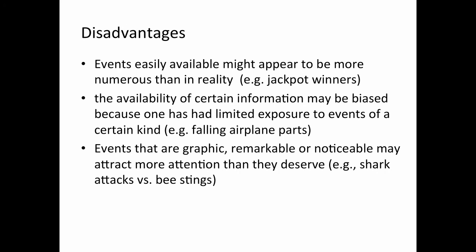However, there are disadvantages as well, and the availability heuristic can systematically lead to poor judgments when an event or object whose instances are readily available might appear to be more numerous than in reality. So, for example, jackpot winners probably appear more numerous to us than they are in reality. The availability of certain information may be biased because one has limited exposure to events of a certain kind, such as falling airplane parts. Events that are graphic, remarkable, noticeable, and vivid may attract more attention than they deserve. So shark attacks versus bee stings. This is actually the one I always used previous to the airplane part analogy or comparison. Shark attacks are much more graphic than bee stings, but again, bee stings kill many more people than do shark attacks.